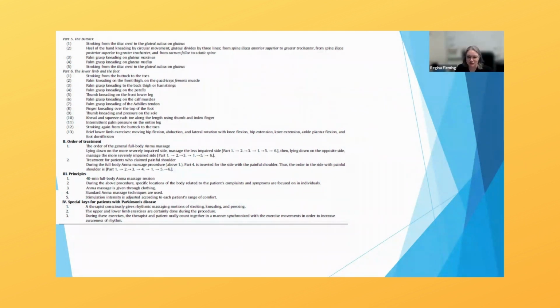what they did. The other thing I really liked that they did with this is during these exercises, the therapist and the patient would orally count together in a manner synchronized with the exercise movements in order to increase awareness of the rhythm. I think that's really also having the patients really focus in and think about the treatment that they're getting. And I really like that aspect as well.